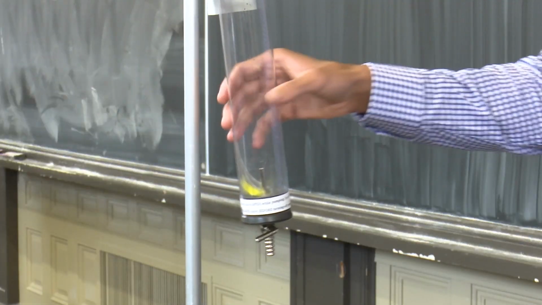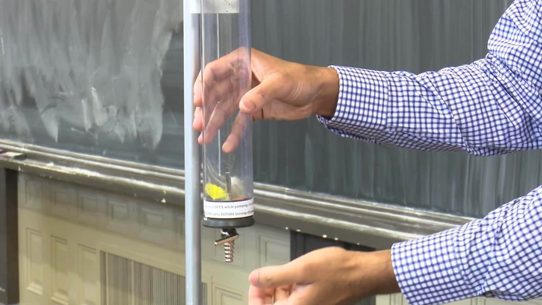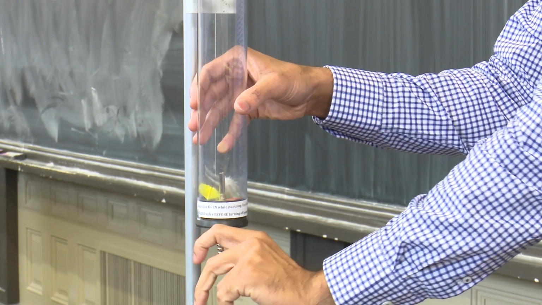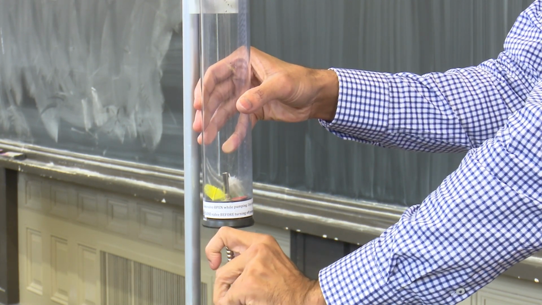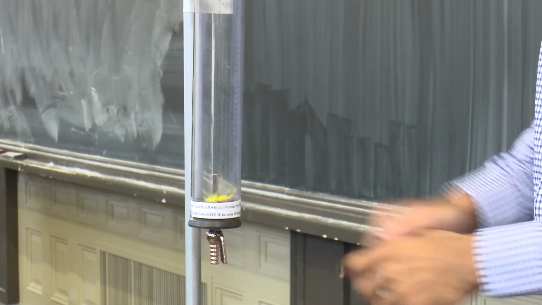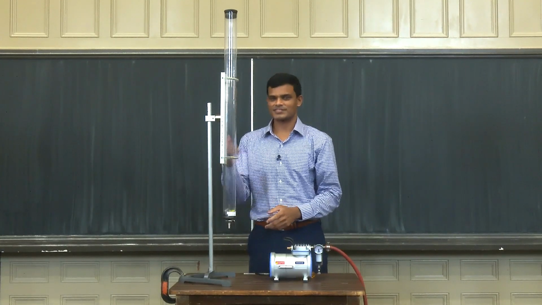You can see that this tube actually has a vacuum because now once we open this valve, you'll hear the air rushing back. So that's falling objects in a vacuum.